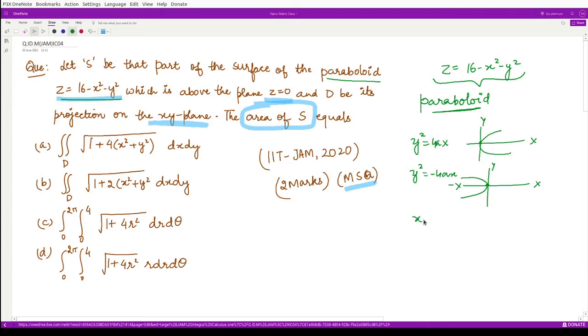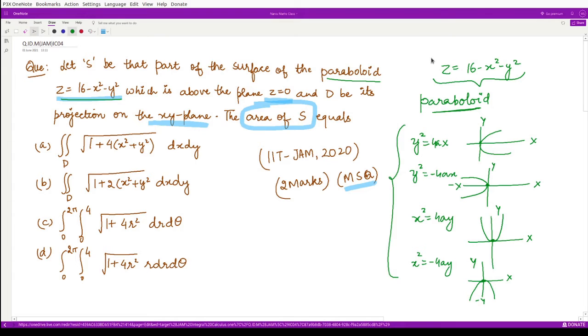And if you take x square is equal to 4ay, that means this will form the upward parabola, having vertex at origin and facing upwards in the positive y direction. And if you have x square is equal to minus 4ay, it would be the parabola facing in the downward direction, having vertex at origin, right? So this is what you already know. Now I am relating this with that of this paraboloid.